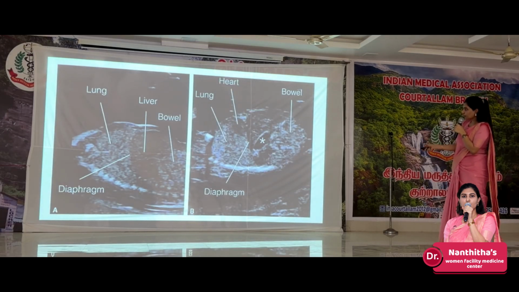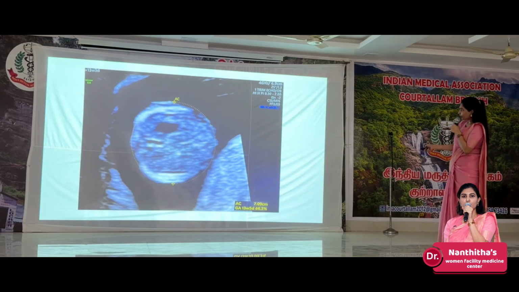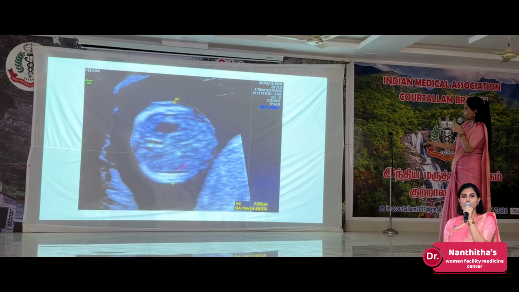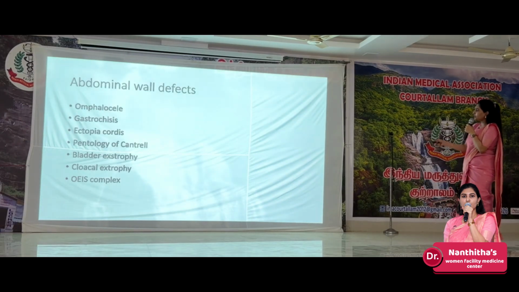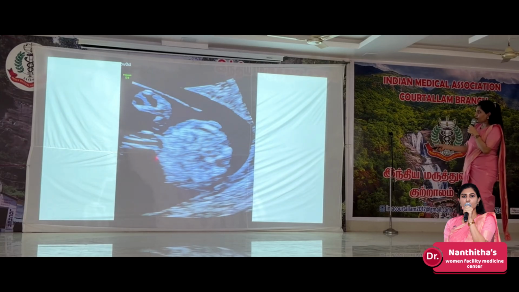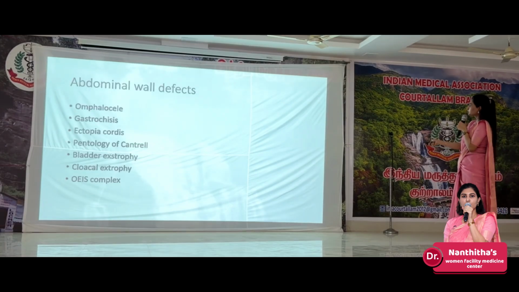Coming to the abdomen, you are going to document both diaphragms in sagittal view, then the abdominal stomach bubble and the abdominal circumference you have to take. This one image will exclude all these conditions. This umbilical cord insertion, you can take it in axial or sagittal view.